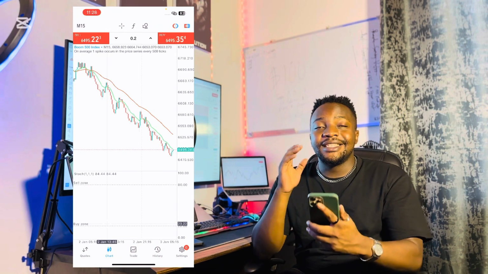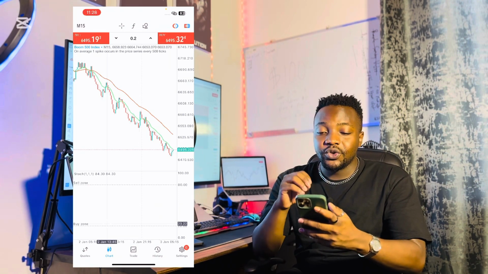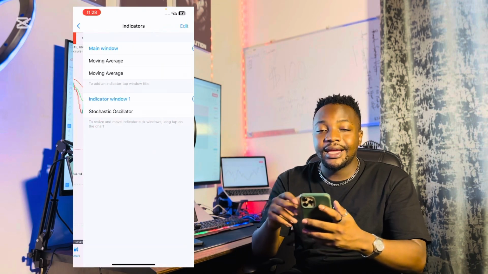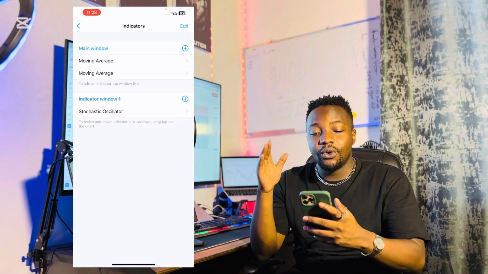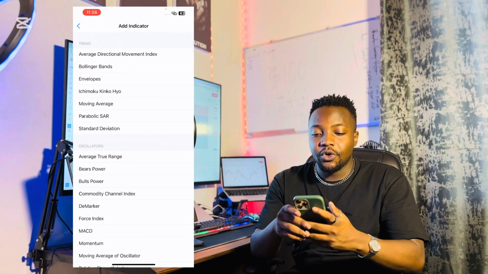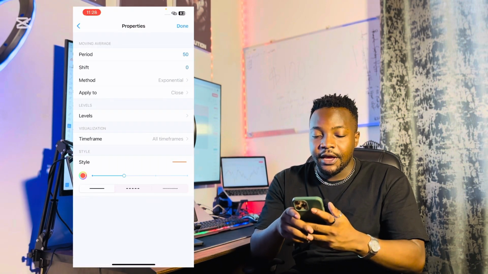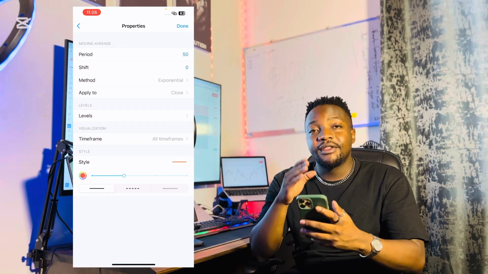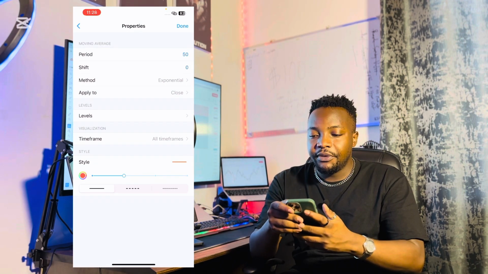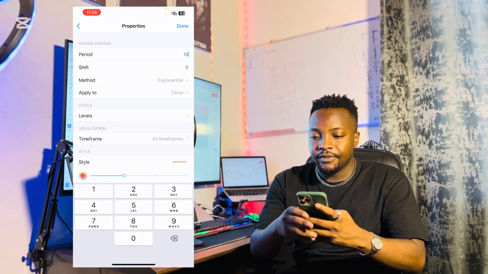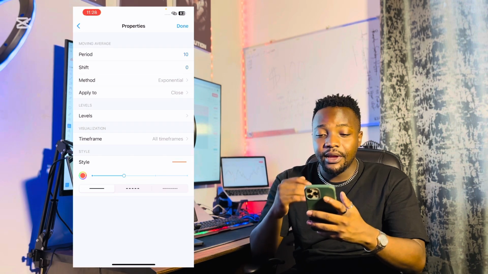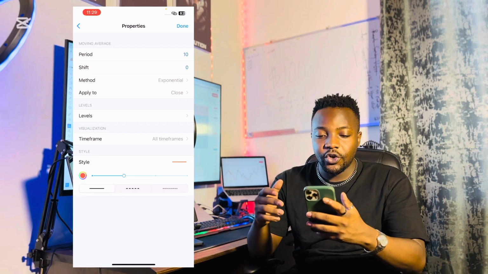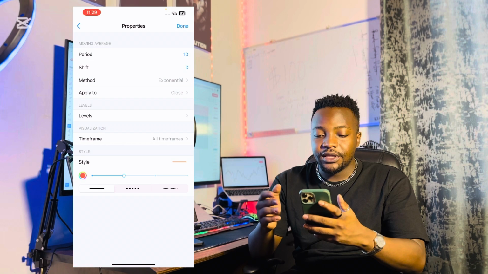Last but not least, let's install our final indicator that is going to help us confirm trades. So going back again to indicators, this time around we'll click where it says indicator window 1. Okay. And we're going to choose moving average. And this time around, we're going to have the following properties. The period right here is going to change to 10. Everything else remains the same. The shift will be 0. The method will be exponential. Apply to close. No levels on this one.